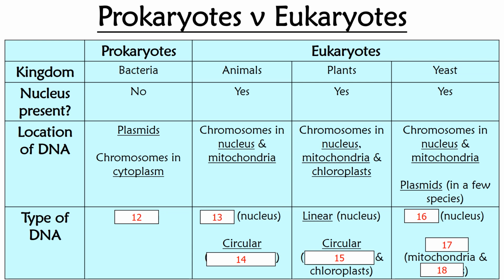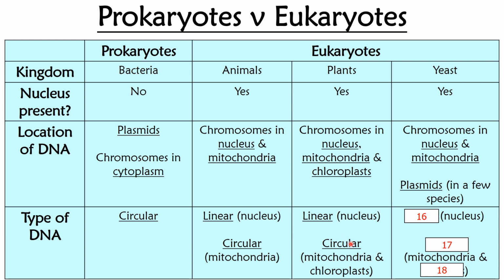Final bit of information here, the type of DNA. Prokaryotes, number 12, is circular. 13, animals have linear DNA in the nucleus, and they do have circular DNA, however, in our mitochondria, that's 14. Plants, linear in the nucleus, circular, 15, again in mitochondria and chloroplasts. Yeast, 16, is linear in the nucleus, and then 17 is circular in their mitochondria, and some species have them, 18, in plasmids.